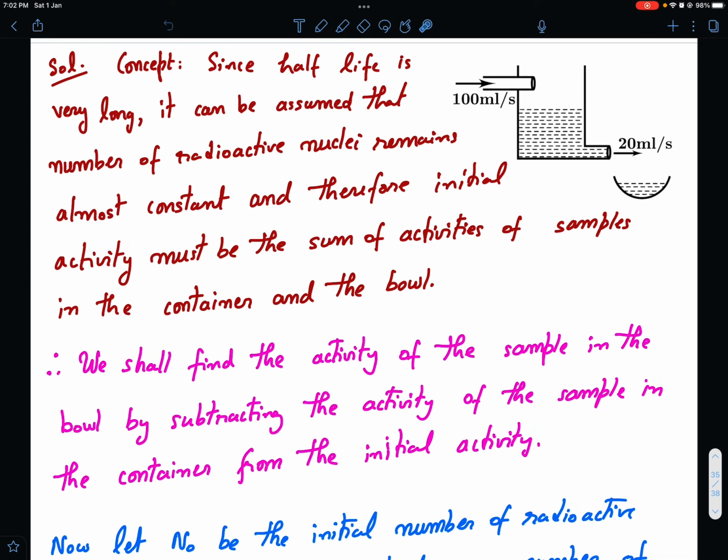So how will we find the activity of the bowl? We shall find the activity of the sample in the bowl by subtracting the activity of the sample in the container from the initial activity. That's a perfectly legitimate way, right? Because the sum of these two activities is the same, the activity of the bowl is the initial activity minus the activity of the container. It turns out that the calculation method is a bit easier. That's why I'm doing it that way.